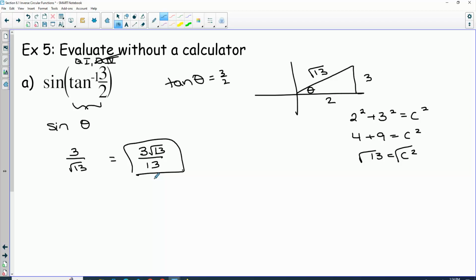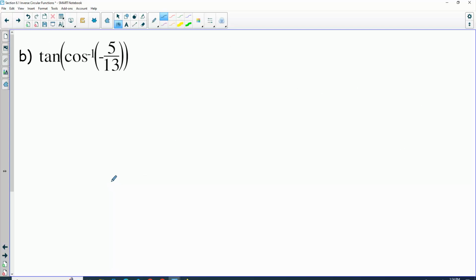So this is really just using the definition of what an inverse is. It's finding an angle. It wasn't an angle we knew, so we could draw a triangle from that angle and then evaluate sine from that. Does that make sense to you? So we'll do one more like that, and then that'll be the end of section 1.